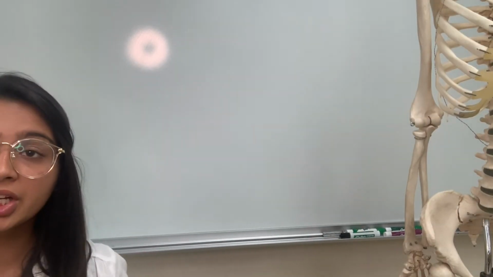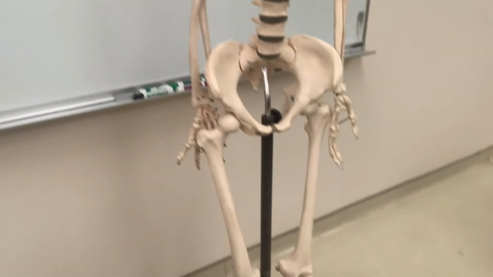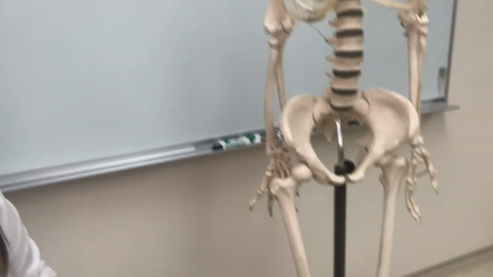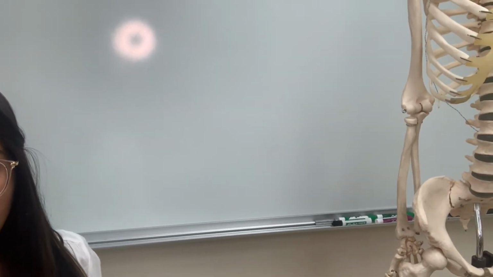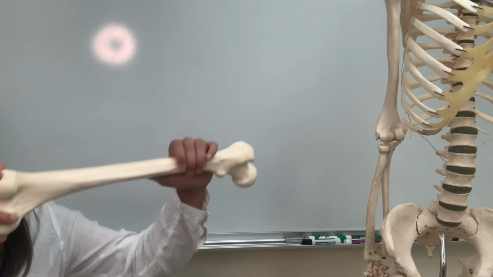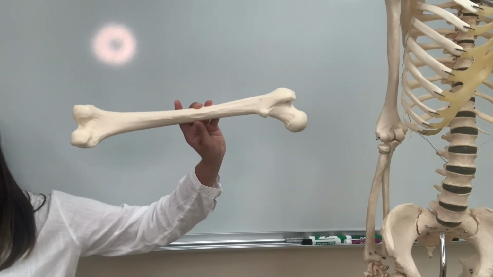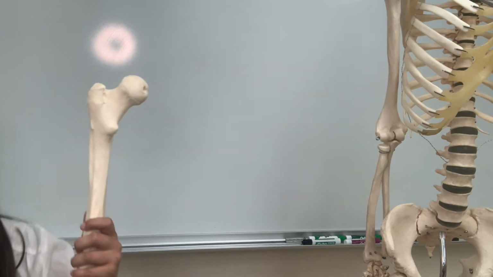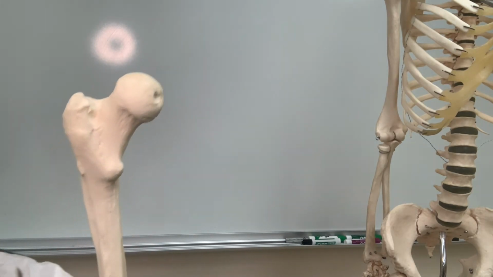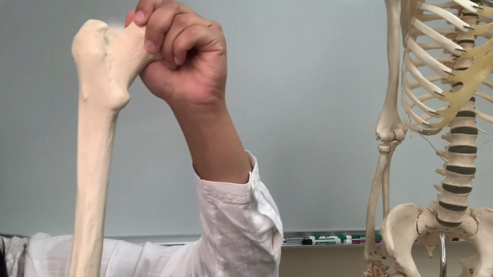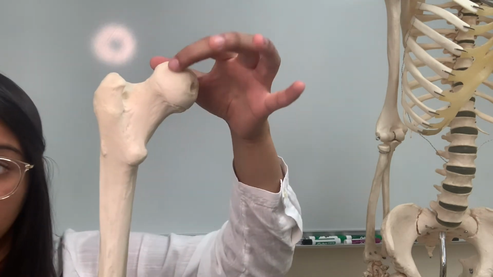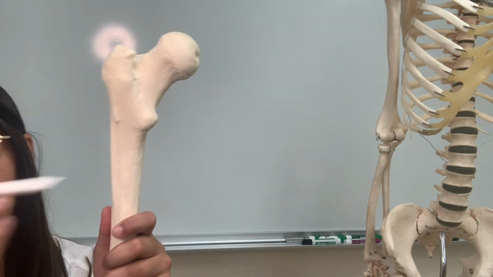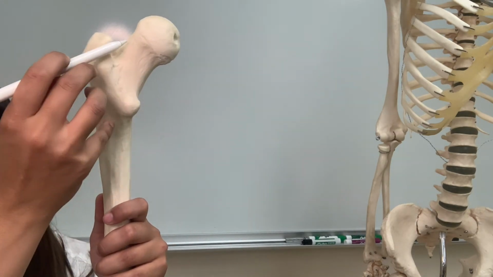Okay, so now we're looking at our femur. So here, this whole bone that you can see is the femur. Okay, so this entire bone is a disarticulated femur, one of the biggest, strongest, largest bones in your body. So right here, this whole thing is the head of the femur. This right here is your neck, the neck of the femur.